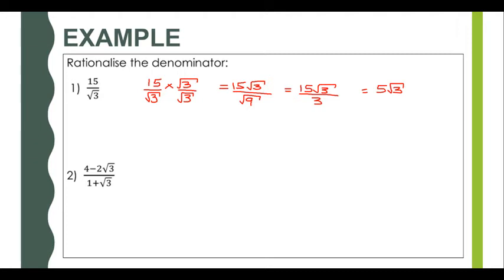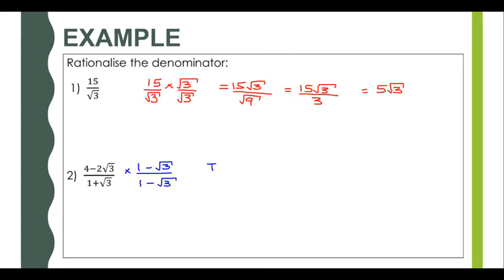The second question is harder. This time, because we've got 1 plus root 3 on the bottom, we multiply by the same terms but with the opposite sign between them. So 1 minus root 3 divided by 1 minus root 3. It's easier to now break this into the top and the bottom.